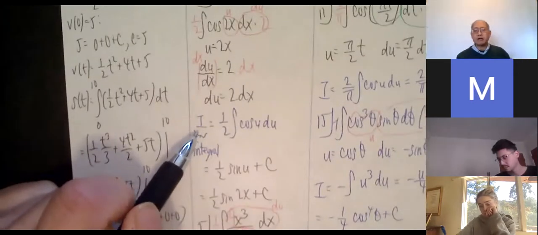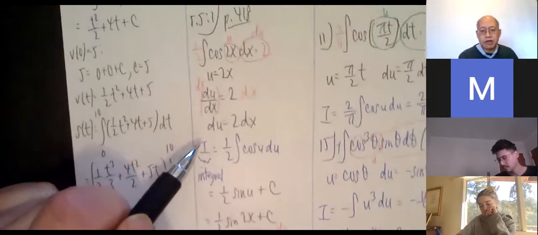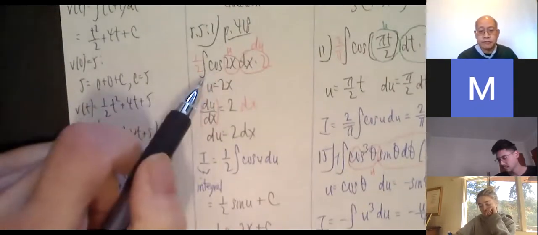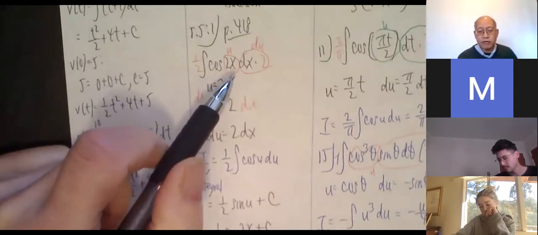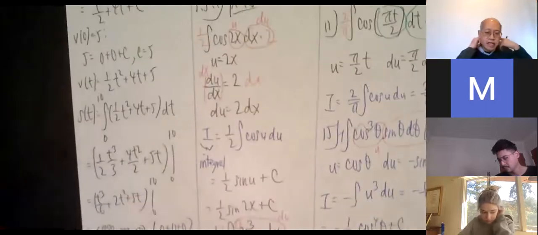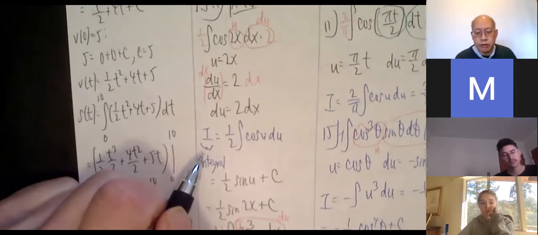Capital I is my notation for the original integral. That prevents me from having to write this all over again. I guess technically I'm supposed to write integral cosine 2x dx. Why write all that when you don't have to? So my notation is capital I will always mean the original integral.